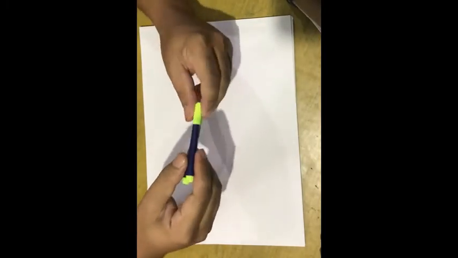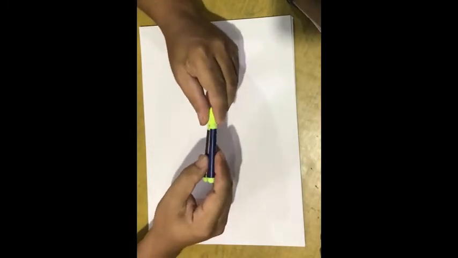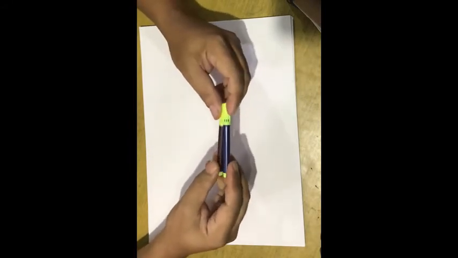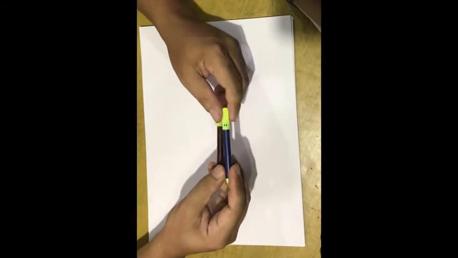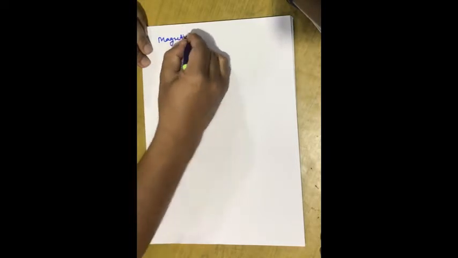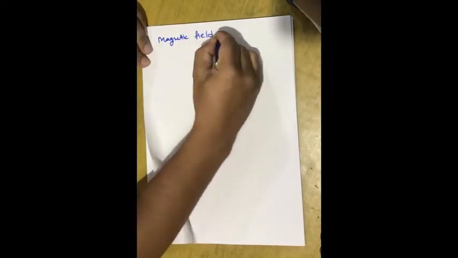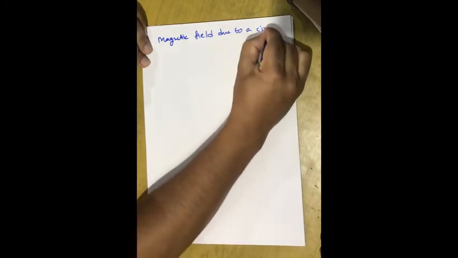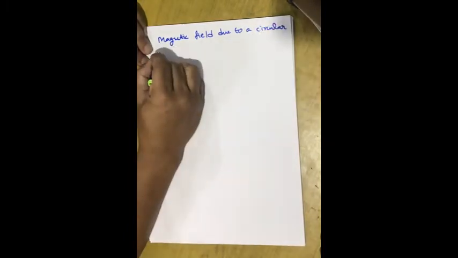Good morning, students. In the last class, we discussed the magnetic field due to a current carrying wire and also the force between two parallel current carrying wires. In this class, we are going to discuss the magnetic field of a circular current loop. Magnetic field due to a circular current loop.